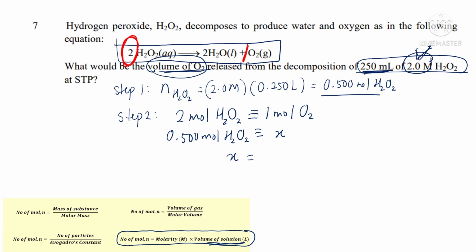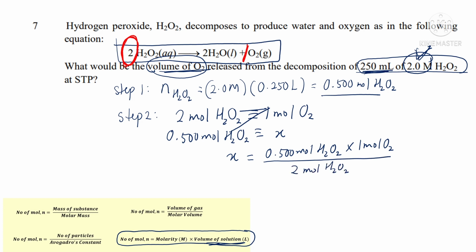Again, mathematically, we do cross multiplying. 0.5 mole of hydrogen peroxide multiplied by 1 mole of oxygen, and then divide by 2 moles of hydrogen peroxide. So that should give us 0.250 mole of oxygen, since the mole of hydrogen peroxide is being cancelled out. Then we can move on to step number 3 to find the volume of oxygen gas released at STP.